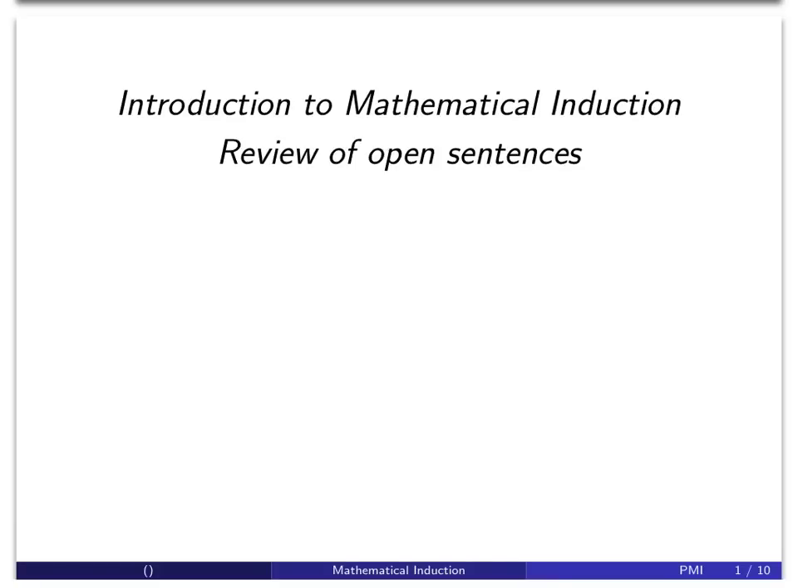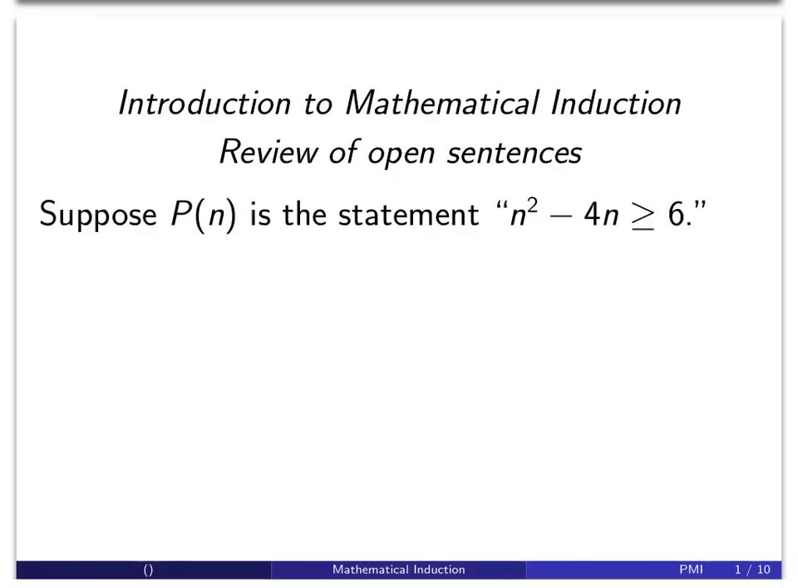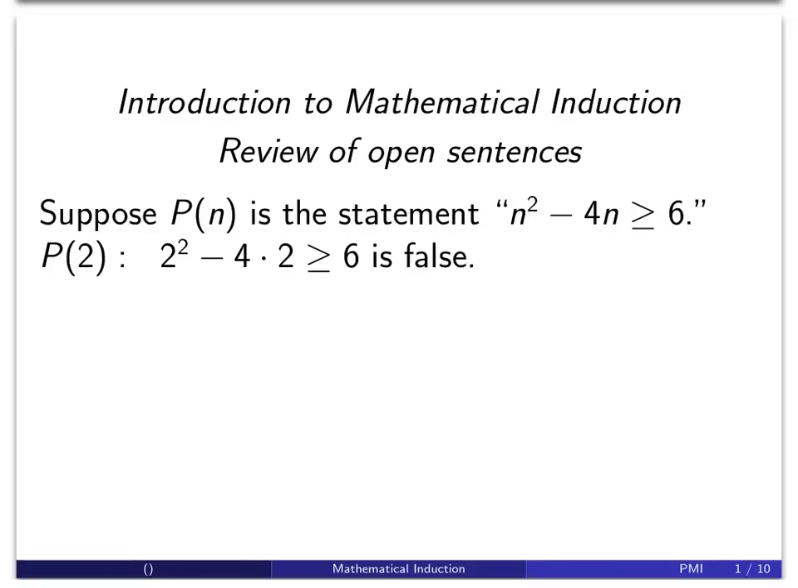Before we do this, I want to do a quick review of what an open sentence is, and as such, we'll just do an example. Suppose that P of n is the statement n squared minus 4n is greater than or equal to 6. Look at the statement P of 2. Where we see an n, we substitute 2 in for n. So we'd have 2 squared minus 4 times 2. Well, that's 4 minus 8, which is negative 4. Negative 4 is certainly not greater than or equal to 6, and so this statement is false.